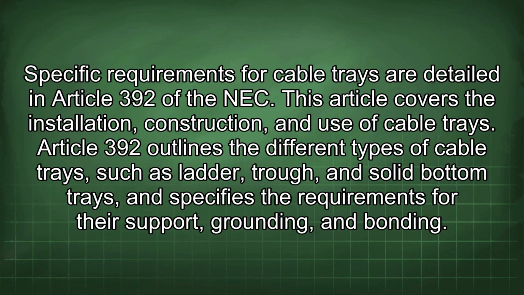Specific requirements for cable trays are detailed in Article 392 of the NEC. This article covers the installation, construction, and use of cable trays. Article 392 outlines the different types of cable trays, such as ladder, trough, and solid-bottomed trays, and specifies the requirements for their support, grounding, and bonding.